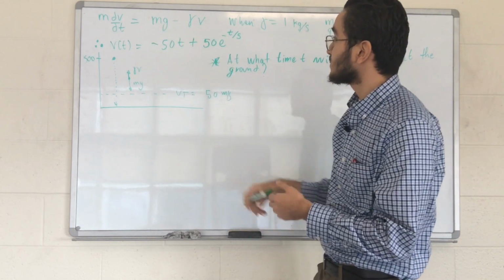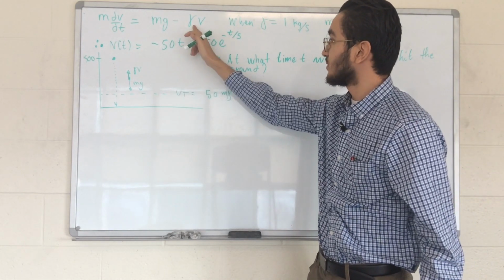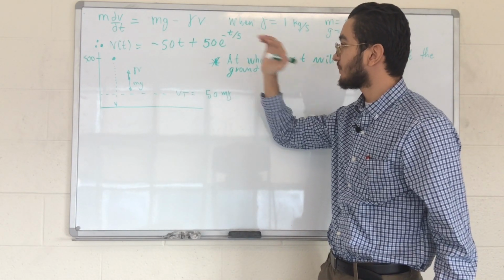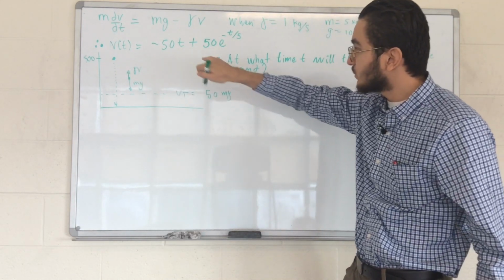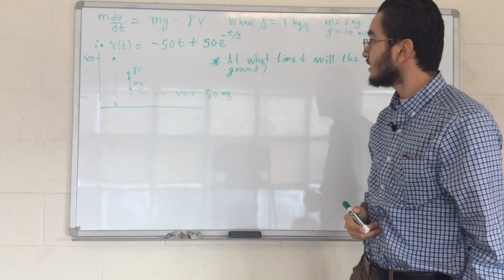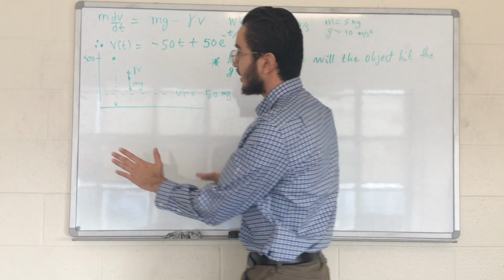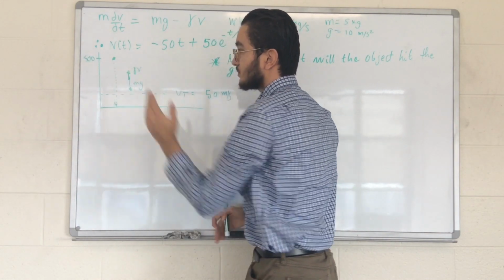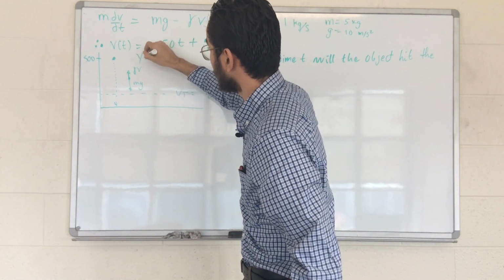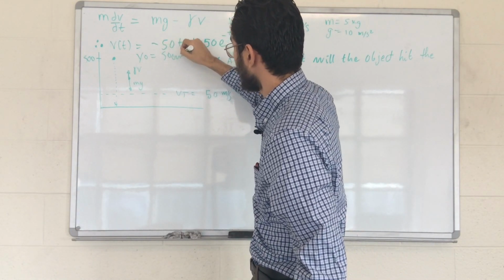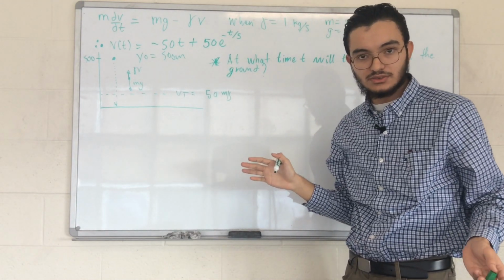So once you solve this differential equation, given all of these initial values, all of these constants, then what you're going to do is you're going to get a velocity function v of t equals minus 50t plus 50e to the negative t over 5. And now the question is, if you say the object is dropped at 500 meters, right, initially. So over here, we have y0, right? y0 is 500 meters. Then, at what time t will the object hit the ground?